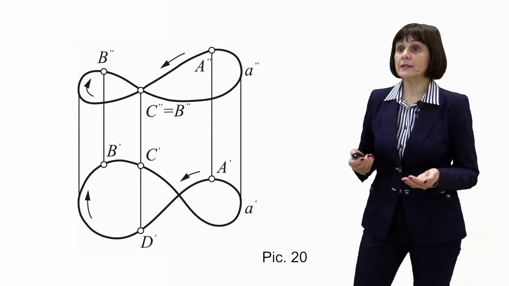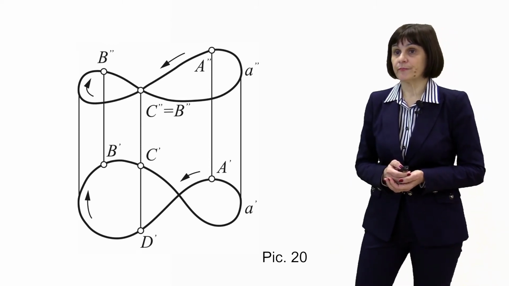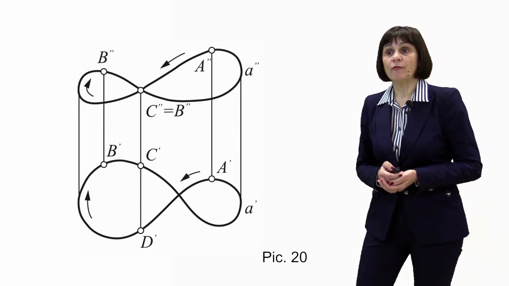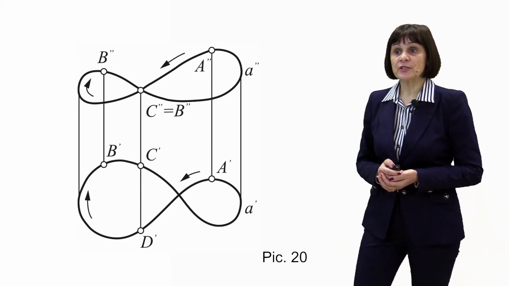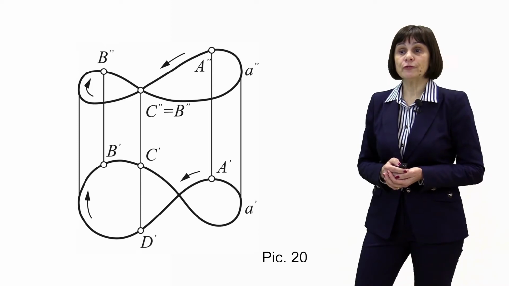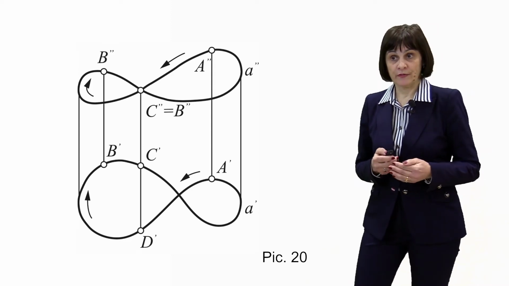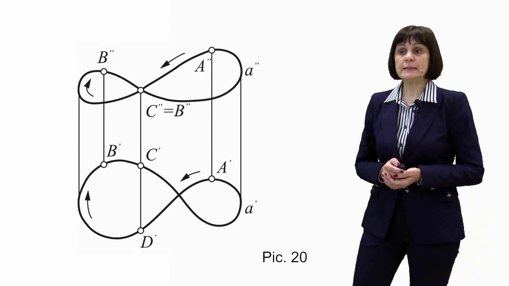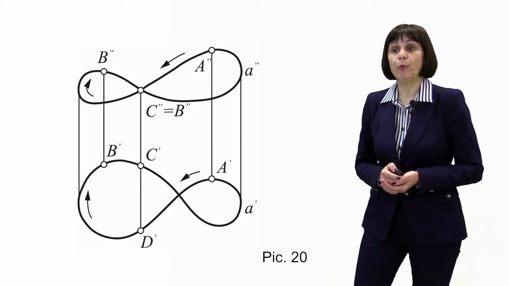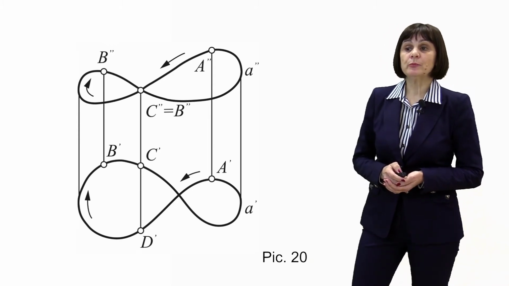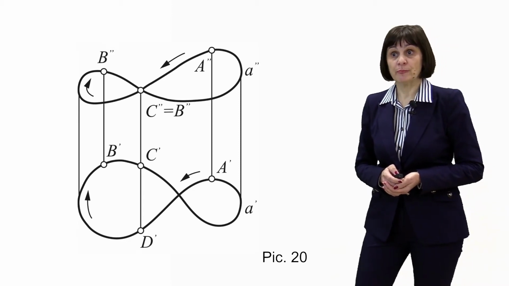Now, let us talk about how to construct the projection of flat curves. To depict the shape of a curved line more correctly, when constructing its projections, it is necessary, first of all, to construct the characteristic points of this curve. These points are the special points of the curve, as well as the points that are at the maximum distance from the projection plane and closest to the projection plane.